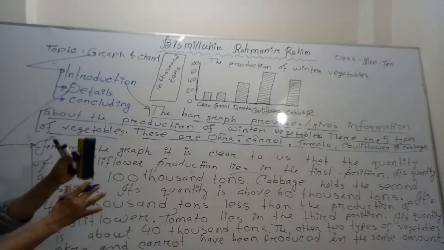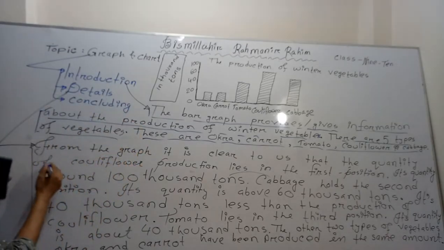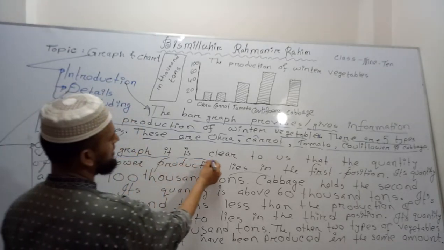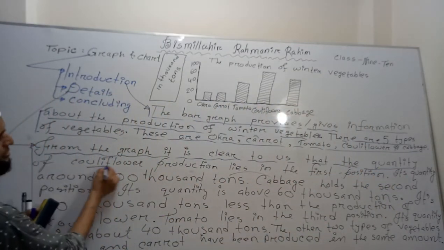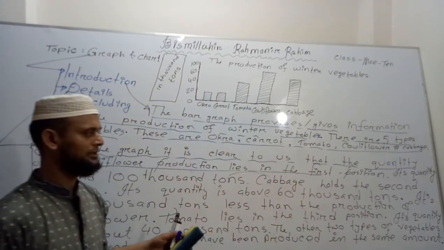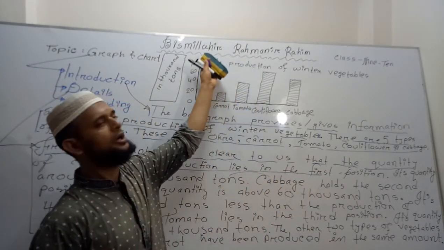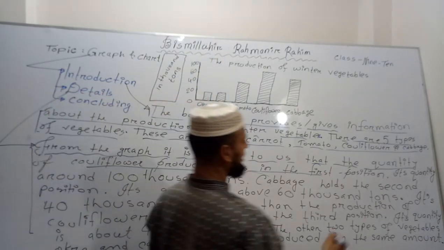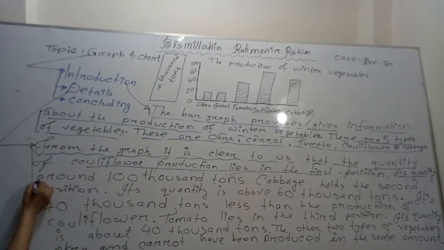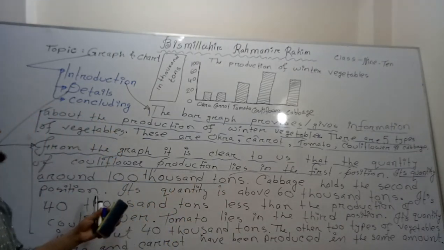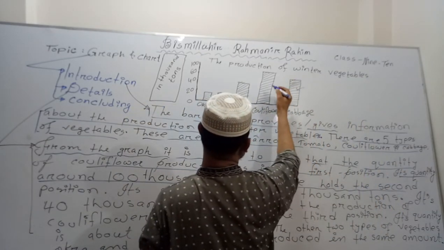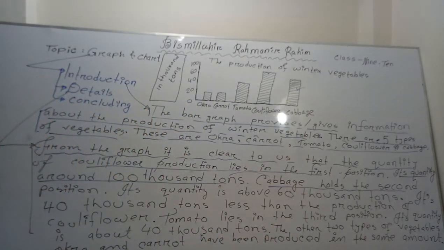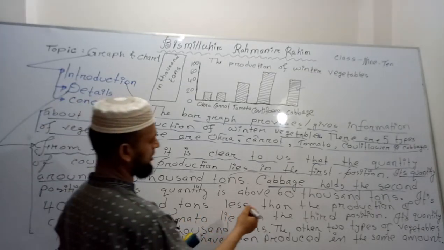Then you start the description, the details information from the graph. It is clear to us that the quantity of cauliflower production lies in the first position. Its quantity is around 100,000 tons. But cabbage holds the second position. Its quantity is about 60,000 tons.